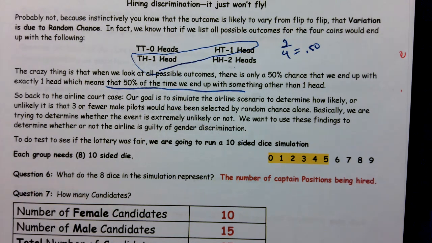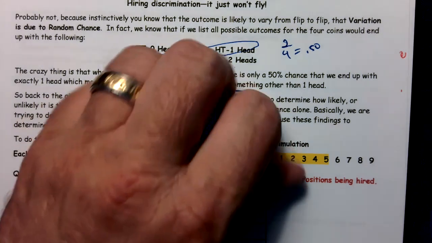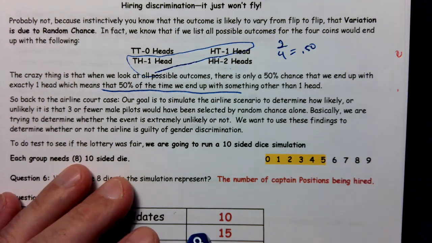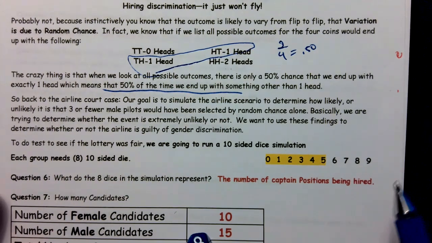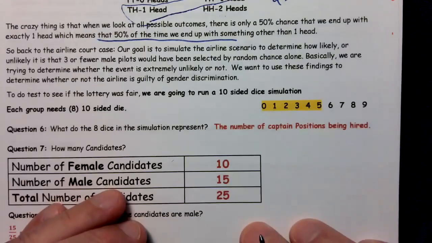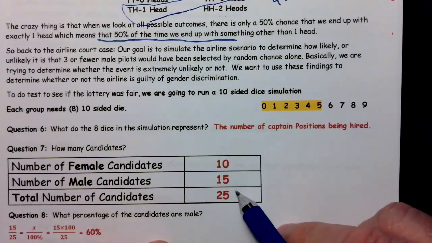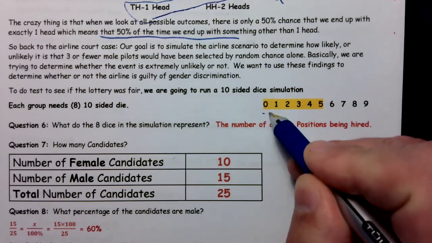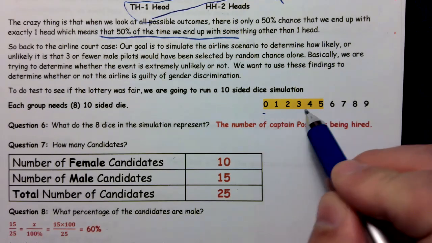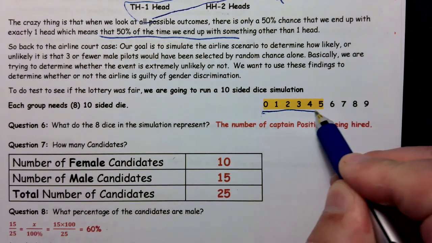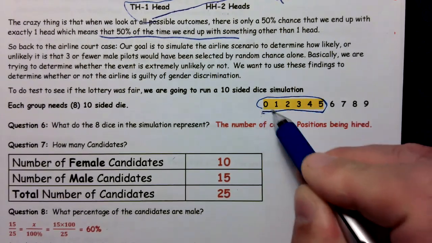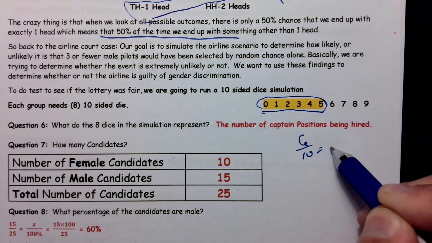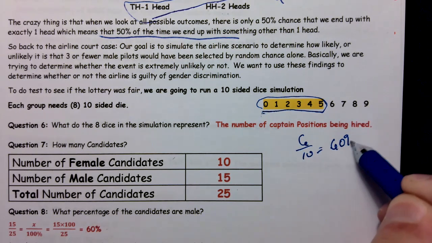So I'll have 8 dice, and there's my 8. And I have these numbers. It really doesn't matter what numbers we choose, but because 15 out of 25, or 60%, were males, we need to have 6 numbers represent males. You may choose 1 through 6 or whatever you choose. I'm going to choose 0 through 5. So 1, 2, 3, 4, 5, 6. That's 6 out of the 10 numbers. That gives me my 60%.